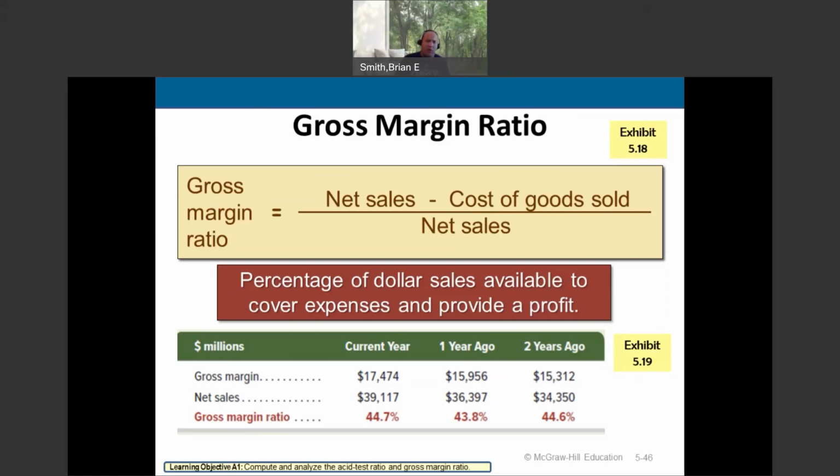So not too shabby, okay? I mean, the closer to 100% you can get, the better. But if you get to 100%, that means you're probably a service company because you don't have cost of goods sold. So, all right, that's the end of chapter 5.